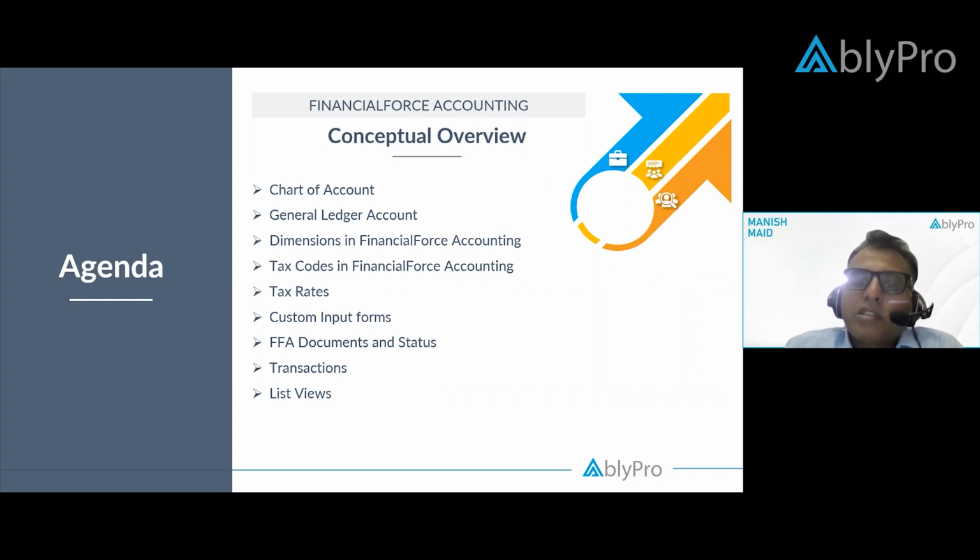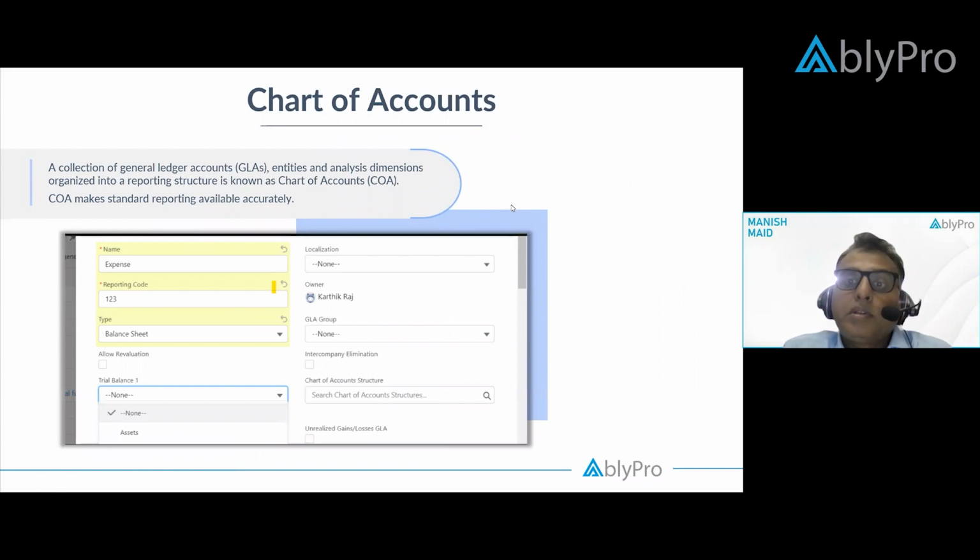So let's move to the first slide of the webinar, which is chart of account. As the definition says here, a collection of general ledger accounts, entities, and analysis dimensions organized into a reporting structure is known as chart of account. Basically, chart of account is a collection of all your general ledger accounts, which are grouped in 5 different account types: assets, liabilities, revenue or income, expenses, and equity or share capital. So generally, all your general ledger accounts are grouped into these 5 account types.